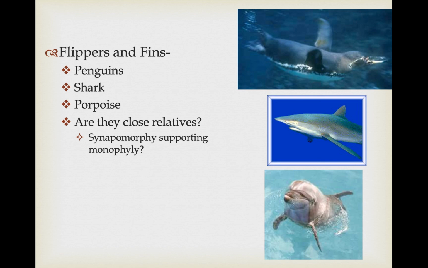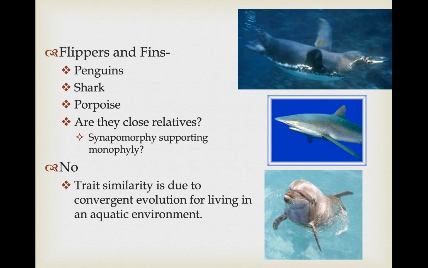In other words, would you say that these are synapomorphies supporting them belonging in a clade? Well, hopefully you're saying no, right? Because this is a bird. A penguin is a bird. That is really just a highly derived wing. That is an ancestral fin that you see in fishes. In this case, it's a cartilaginous fish.